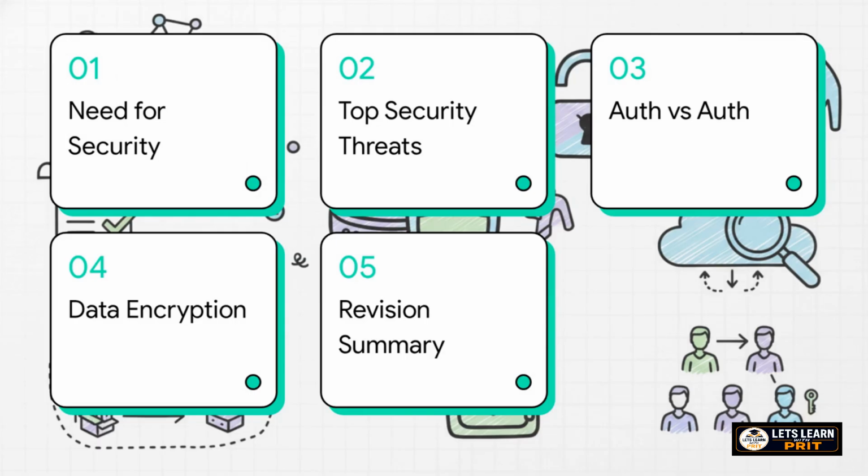Here is our exact syllabus checklist for today's explainer so you know precisely what exam topics we're covering. First, the need for database security. Second, the top database security threats. Third, we'll break down the highest scoring exam question, authentication versus authorization. Fourth, data encryption explained. And finally, a quick exam revision summary.